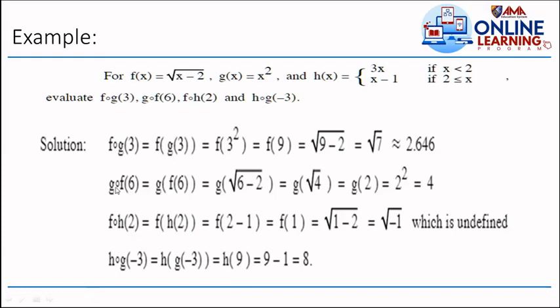Next, we have g of f of 6. The value of x natin ngayon is equal to 6, no? Nauna yung f ngayon, nahuli yung g. So, gagamitin natin yung function ng f, square root of x minus 2. Yung x natin, 6 minus 2 is equivalent to 4. Tapos, sunod dito, yung g of x, which is equivalent to x squared. So, square root of 4 is equal to 2. Tapos, i-square natin siya. 2 squared is equivalent to 4.